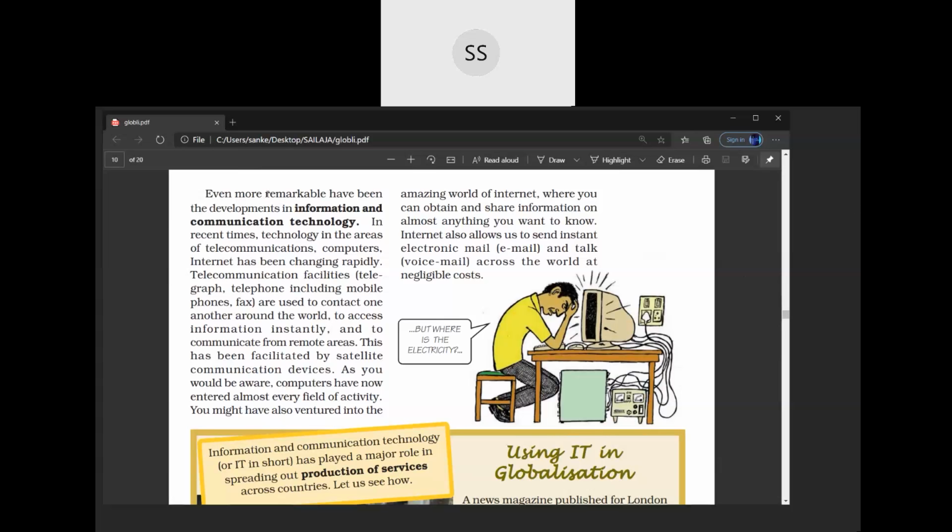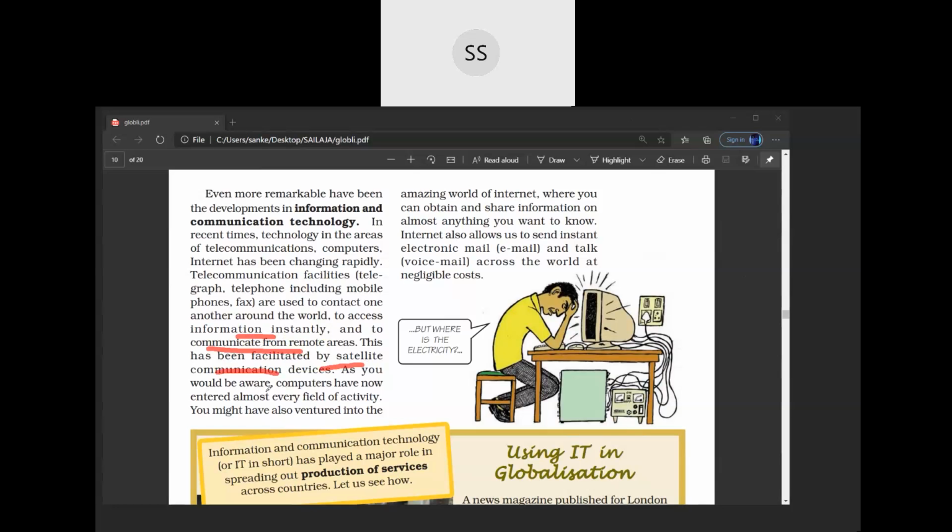Today, if I am able to teach you, it is because of this connection or improvement in communication technology. Today in the lockdown, we are using so many of these new methods to teach school children. This is all part of the new information and communication technology. In recent times, technology in the areas of telecommunication, computers and internet is used. Telecommunication facilities include telegraph, telephone, including mobile phones, fax, etc. And today this technology is there even in very remote areas. This is all possible because of satellite communication devices.